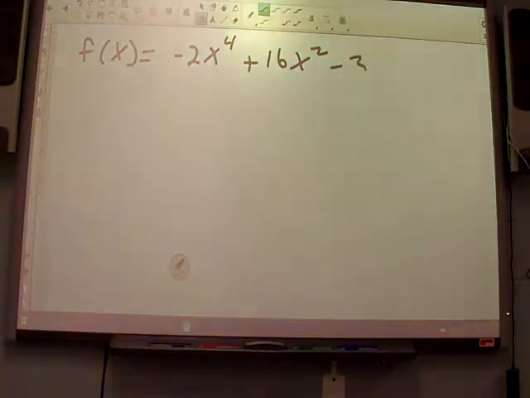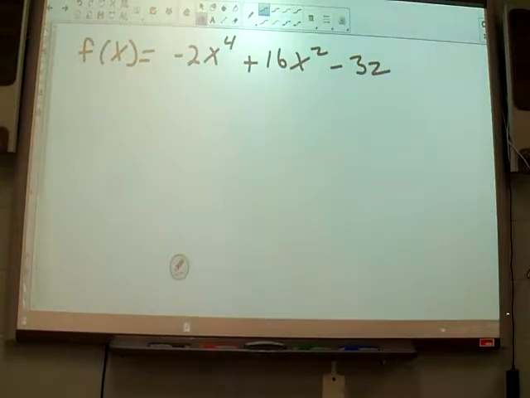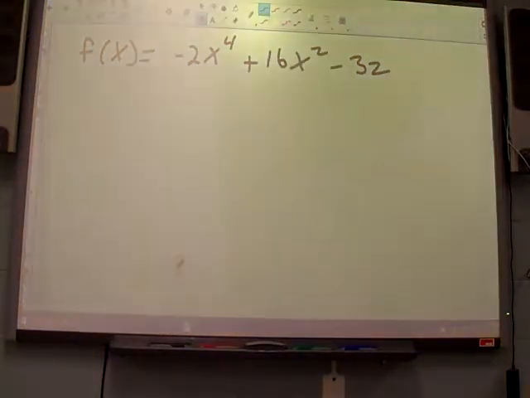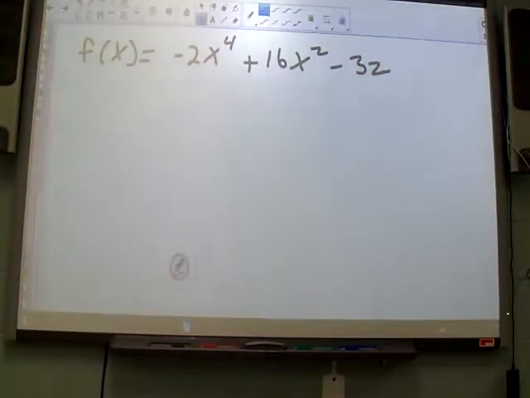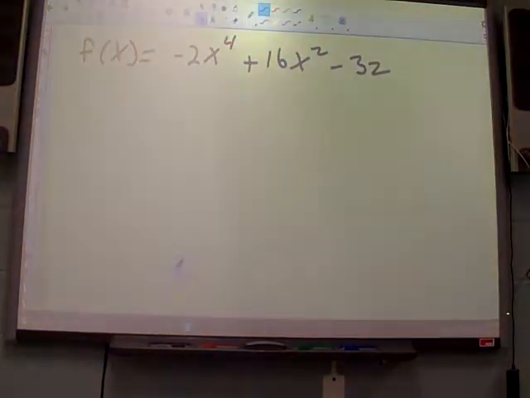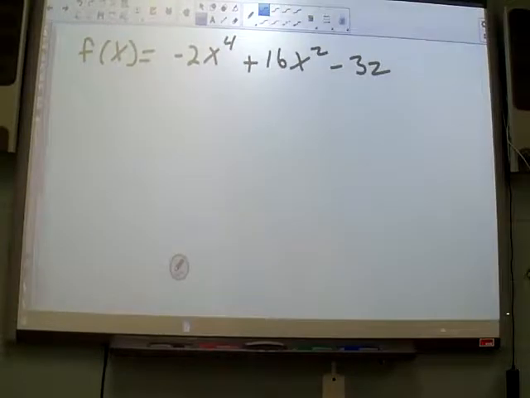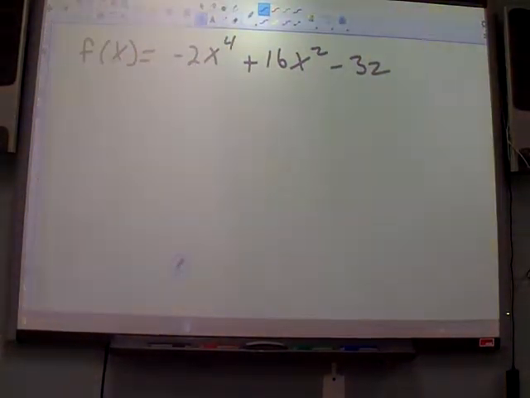Let's talk about this one. Directions are the same. We're finding the zeros. It can say find the zeros, find the roots, find the solutions, find the intercepts. All that just means solve. So our directions are the same on that.